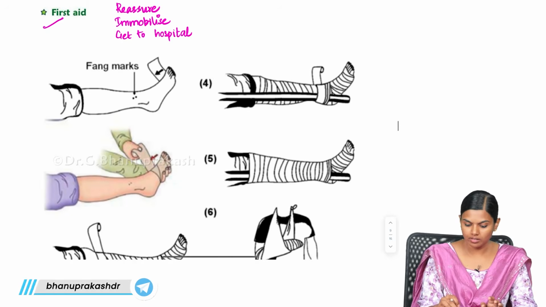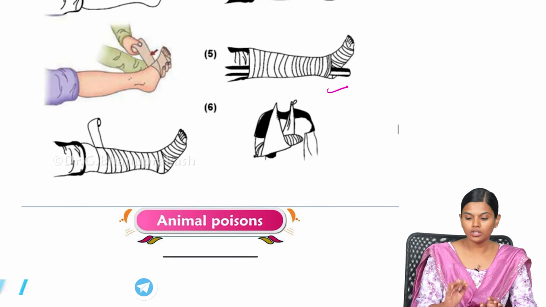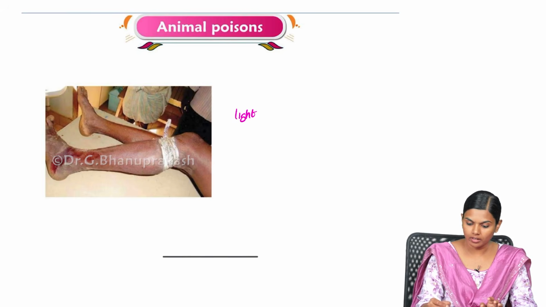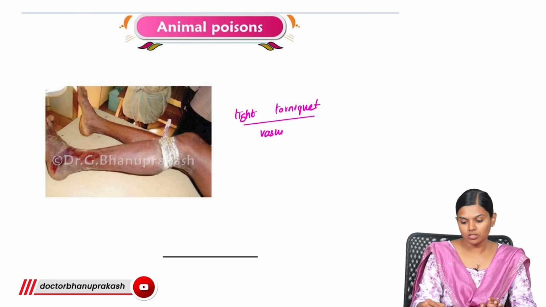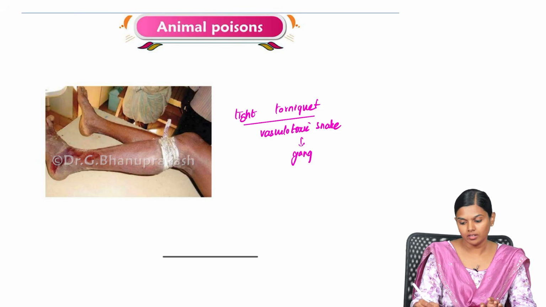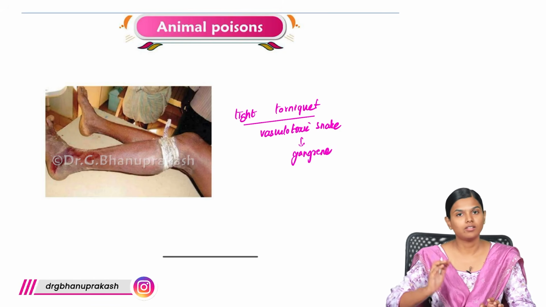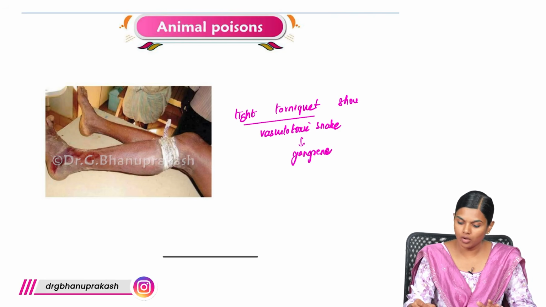Then there are some people who will advise applying a tourniquet. This tourniquet is usually avoided. Why? Because a tight tourniquet, especially if it is a vasculotoxic snake, will cause gangrene. Multiple local complications you will be getting in a vasculotoxic bite. So this tight tourniquet should be avoided.